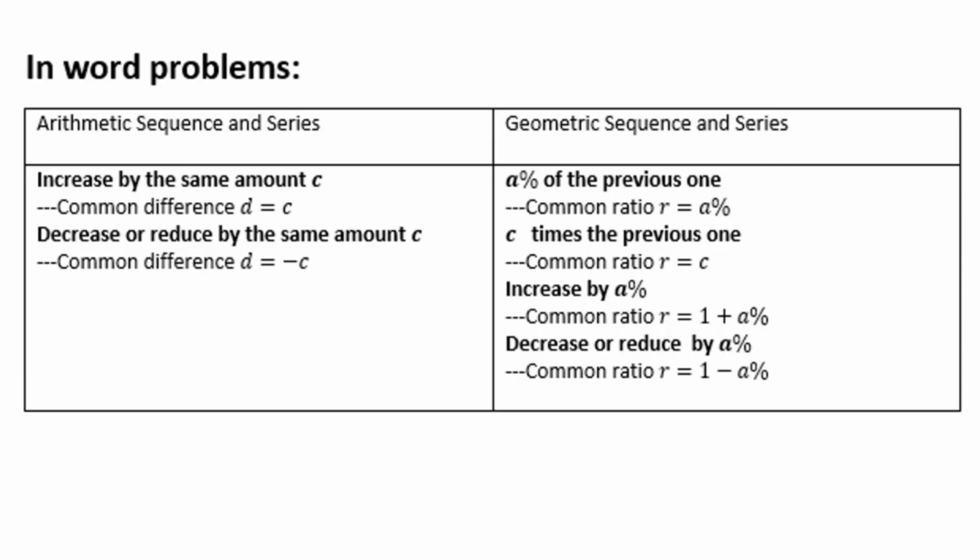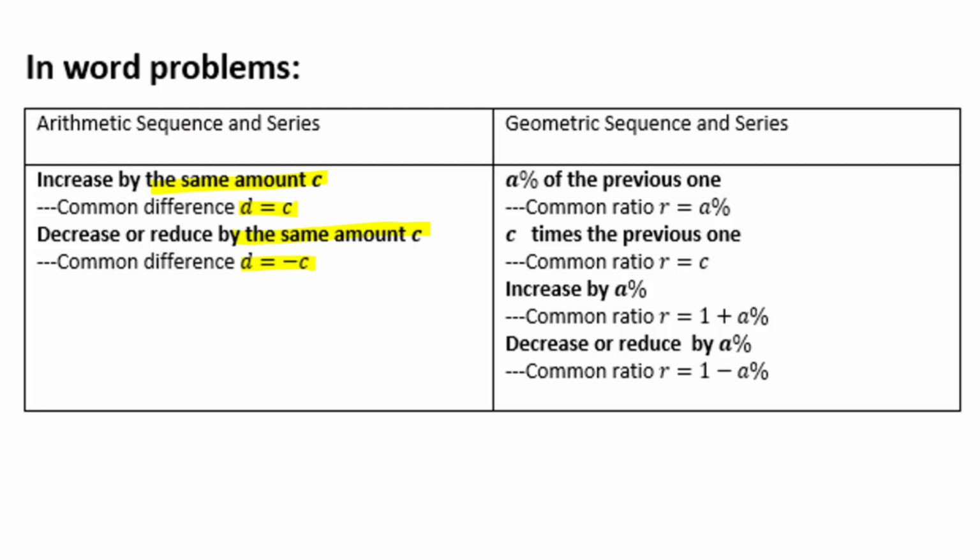This video is about review for arithmetic and geometric sequence and series. When you see the words increased by the same amount C, or decreased or reduced by the same amount C, then this is an arithmetic sequence and series. For increase by the same amount C, the common difference equals C. For decrease or reduce by the same amount C, the common difference equals negative C.